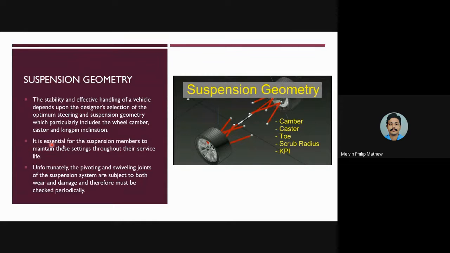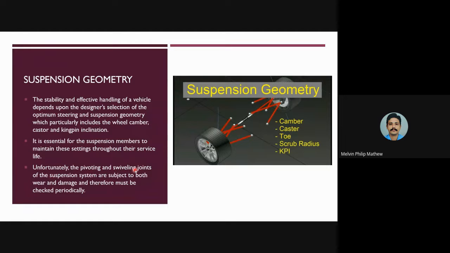Then it is essential for suspension members to maintain these settings throughout their service life. During multiple operations, a slight change in these geometries can occur. So during service, we set it back to the original position for the perfect functioning of the suspension. For that purpose, we set these geometries throughout the service life, so until it is replaced, these components are used throughout the vehicle for better suspension qualities.